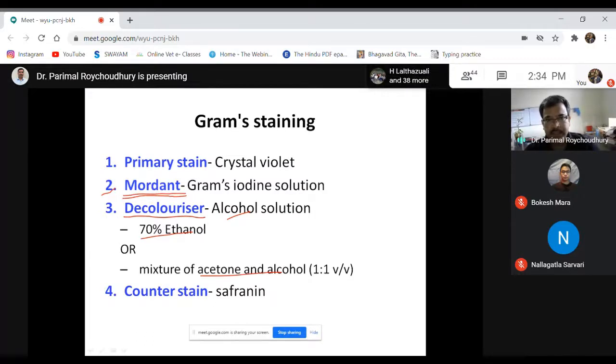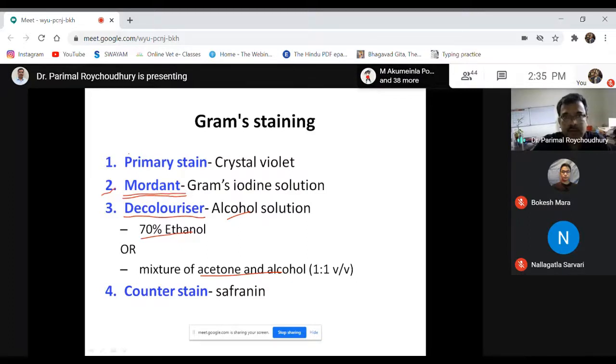So this percentage and concentration are important because it again relates to how long you will decolorize this slide. If you go for prolonged decolorization, then you can even get some false negative results. Okay.